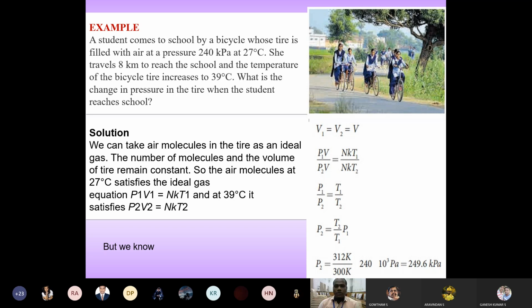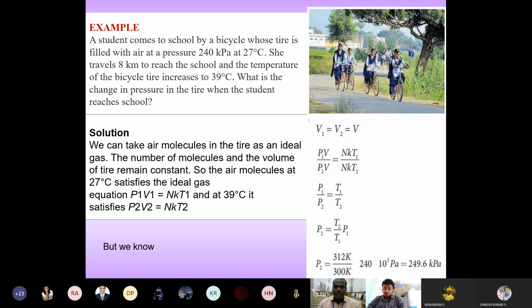A student comes to school by a bicycle, whose tires are filled with air at pressure 240 kilopascal and 27 degrees Celsius. Right, here we have a pressure P and we have a temperature T. She travels 8 kilometers to reach the school, and the temperature of the bicycle tires increases to 39 degrees Celsius. So T1 will be 27 degrees Celsius. After some time, it reaches 39 degrees Celsius. What is the change in pressure in the tire when the student reaches school?